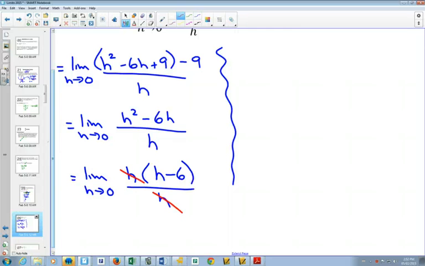So these h's would cancel. And now we're no longer dividing by 0. Now when we plug in 0 for h, you don't have to write the limit anymore, and the answer is equal to negative 6. Yes?